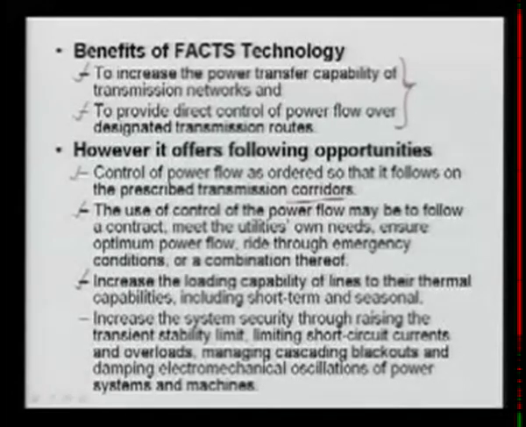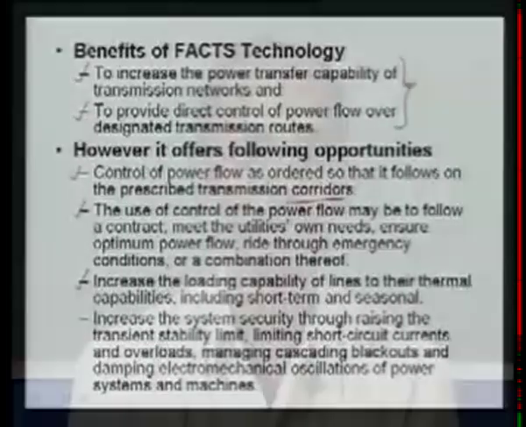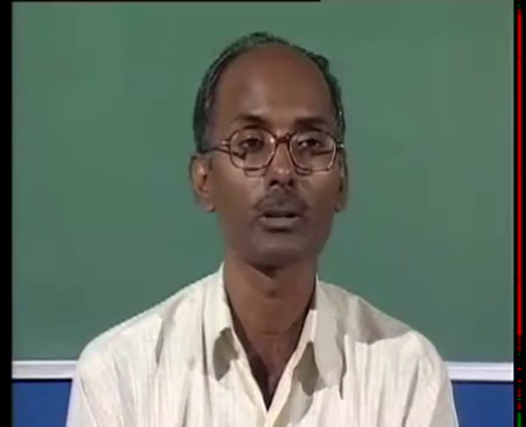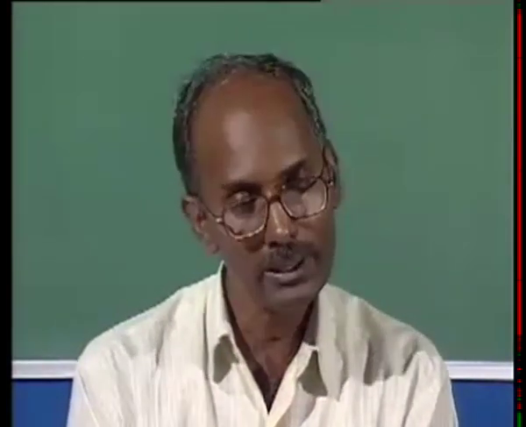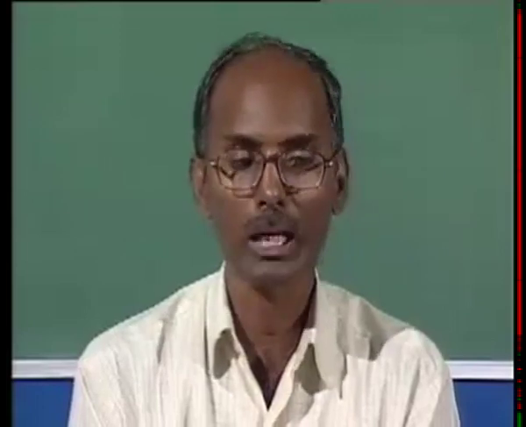Increase the system security through raising the transient stability limit, limiting short circuit currents and overloads, managing cascade blackouts, and damping electromechanical oscillations of the power systems and the machines. By controlling, we'll see later on, even using SVC, we can damp out the oscillations. We can improve the transient stability of the system. We can limit the short circuit currents, and we can manage the cascade tripping as well.